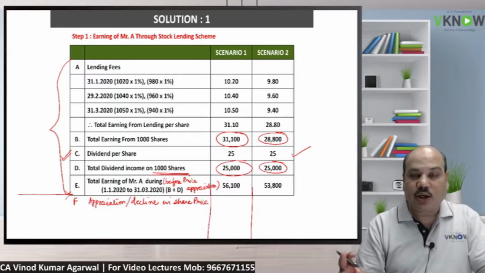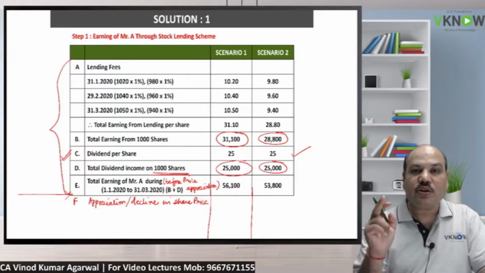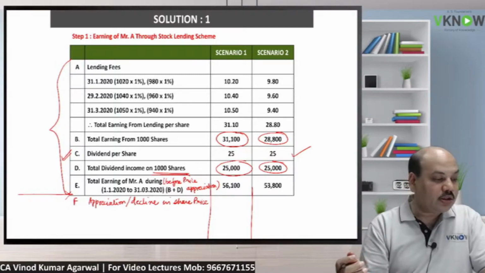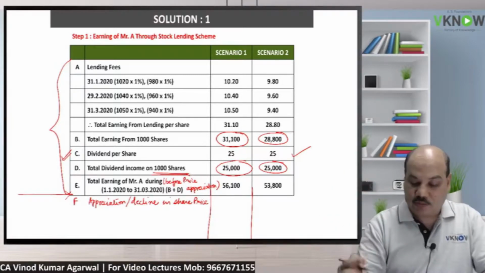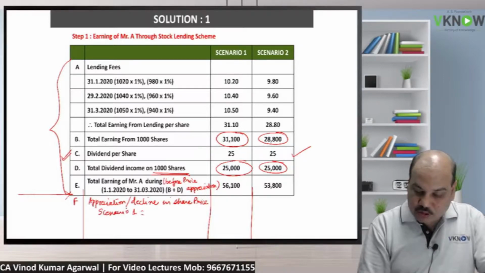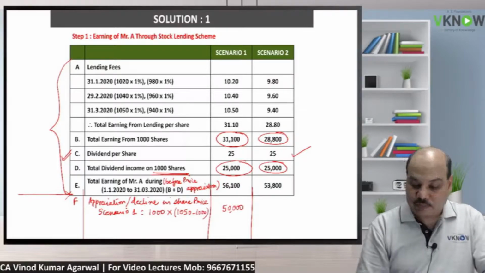When Mr. A purchased the share, the price was 1000 rupees on 1st January. On 31st March, the price is 1050 in scenario 1. So in scenario 1, the gain is 1000 shares into 1050 minus 1000. So I will add 50,000 here.